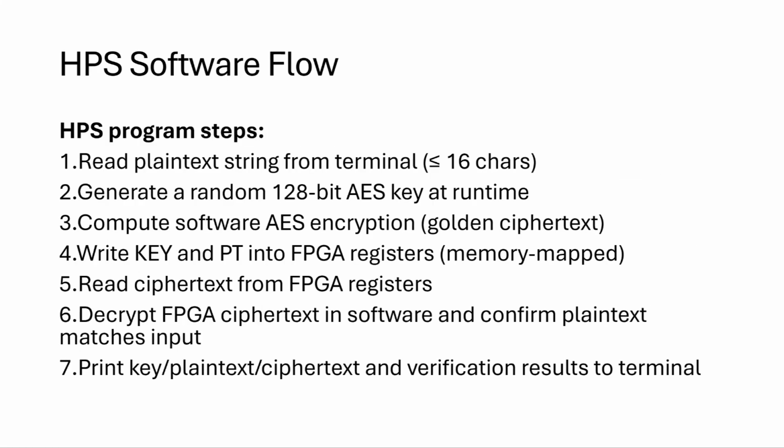And the software flow. This slide summarizes the HPS program flow. We read plaintext from the terminal, generate a random 128-bit AES key, and compute software AES encryption as the golden reference. Then we write the key and PT into the FPGA registers, trigger start, and read the FPGA ciphertext back. Finally, we decrypt the FPGA ciphertext in software to confirm we recover the original plaintext, and we print the key, plaintext, ciphertext, and pass/fail status.